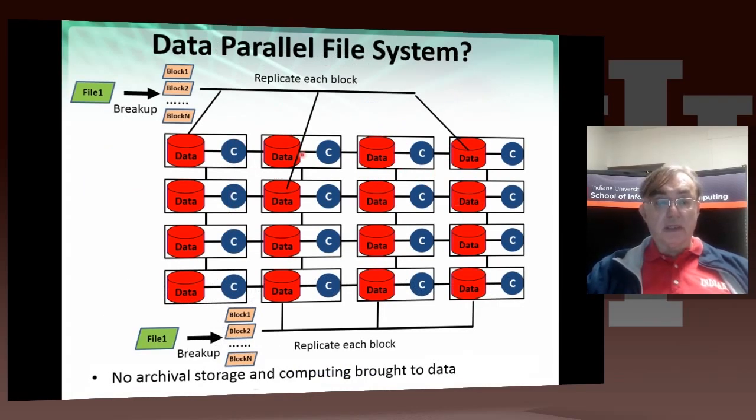In the data file system, this is HDFS or GFS. We have a file, we break it up into blocks. A given block gets stored on multiple computers. This replication supports both fault tolerance and performance, because if it's stored here and here, I can choose which of those computers to use to process that data, depending on which is less used. And this doesn't necessarily need any archival storage, and we can imagine the computing being brought to the data because every data store has a compute node attached to it.